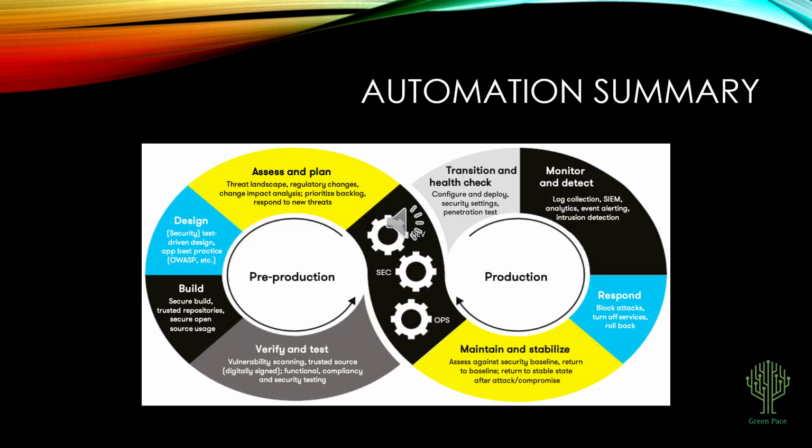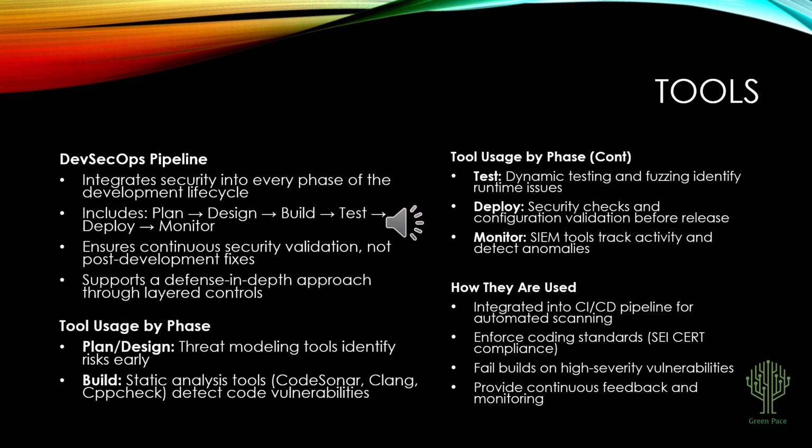The DevSecOps pipeline integrates security into every phase of deployment, from planning to monitoring. This ensures that security is continuously enforced rather than added at the end. It supports a defense-in-depth strategy through layered security controls. Different tools are applied at each stage of the pipeline.